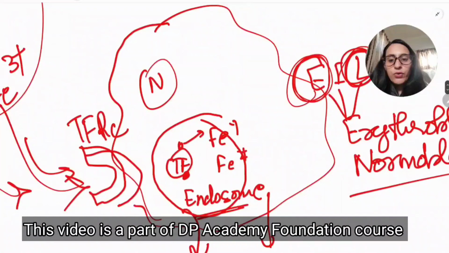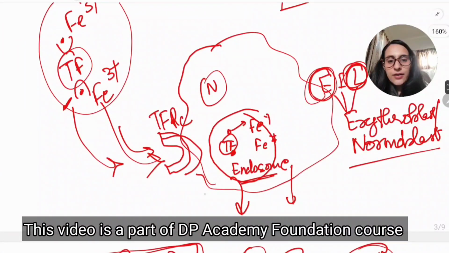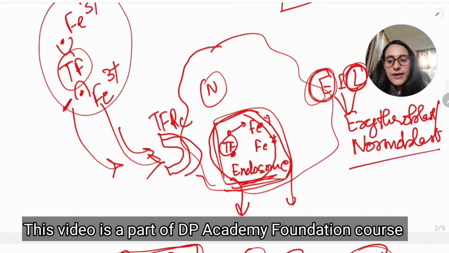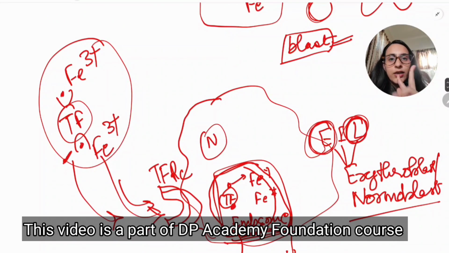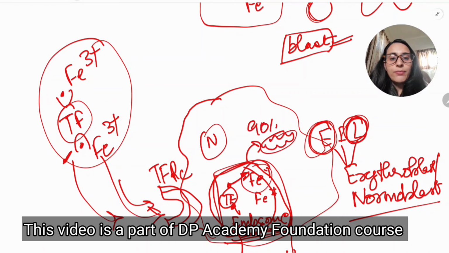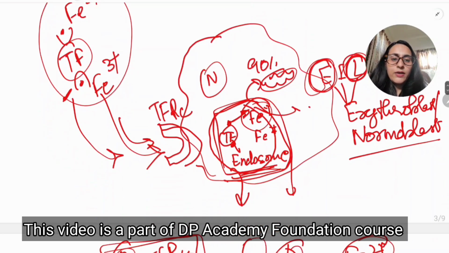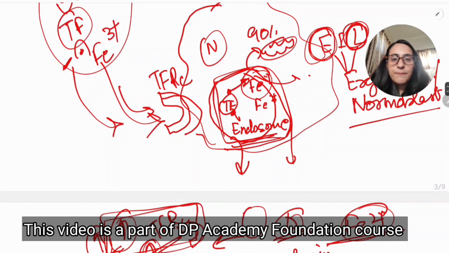And we have also discussed the bound molecule, it gets engulfed, and this is known as endosome. Here the iron and transferrin both get separated again. This iron goes to the mitochondria. 90% of the iron goes to the mitochondria, only 10% goes to the cytoplasm. So the majority of the iron that is used in production of hemoglobin goes to mitochondria, and 10% goes to cytoplasm.